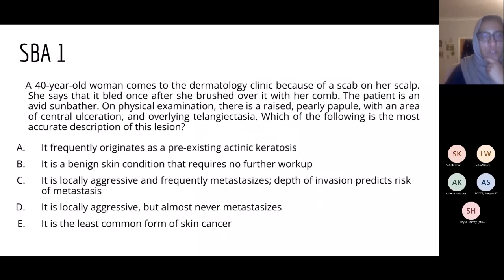So it's a 40-year-old woman who comes to the dermatology clinic because of a scab on her scalp. She says that it bled once after she brushed over it with a comb. The patient is an avid sunbather. On physical examination, there is a raised pearly papule with an area of central ulceration and an overlying telangiectasia. Which of the following is the most accurate description of this lesion? I'll give you guys, say, a minute to answer that.